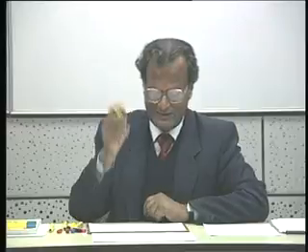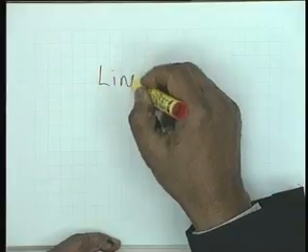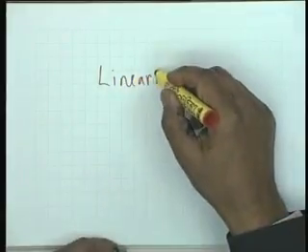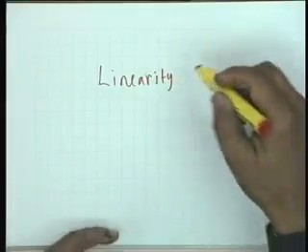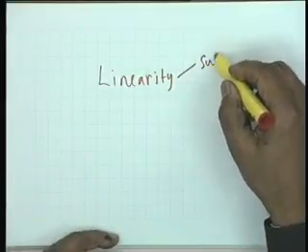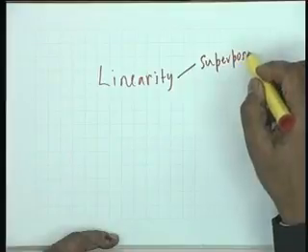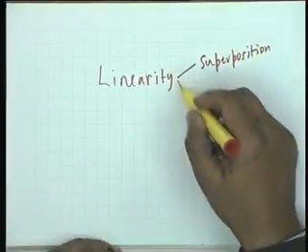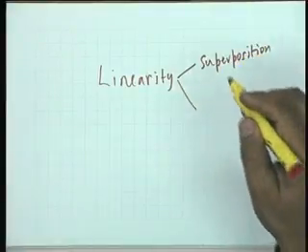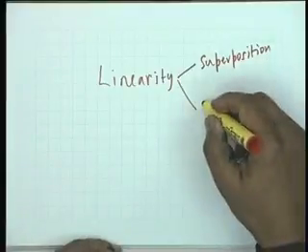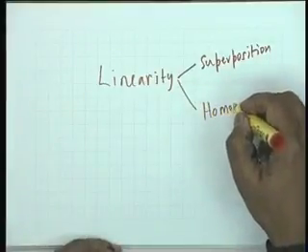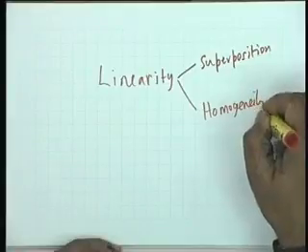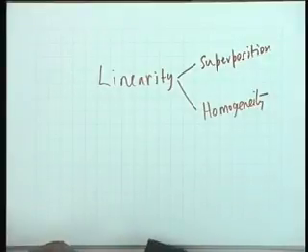Okay. Now, as you know, linearity involves two principles, that is superposition and homogeneity, or sometimes called proportionality. These are things which have been dealt with in signals and systems.